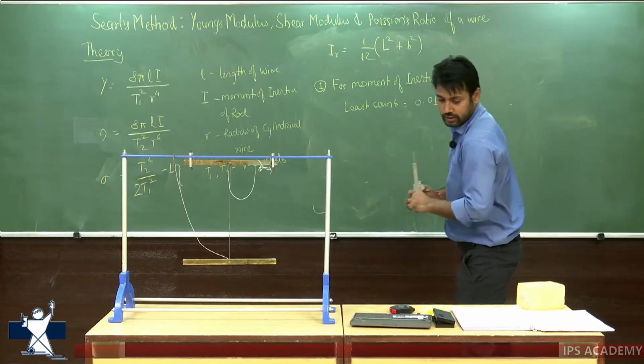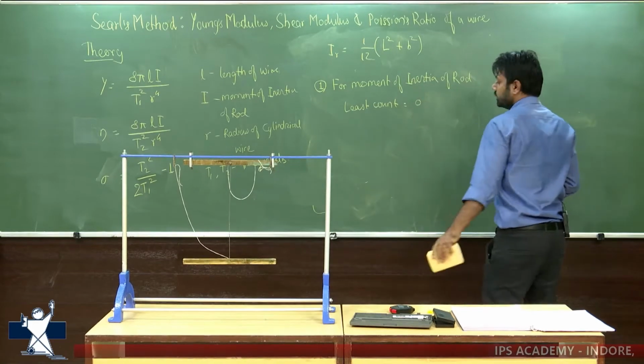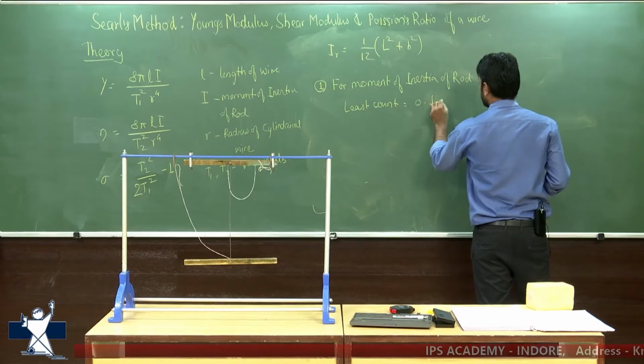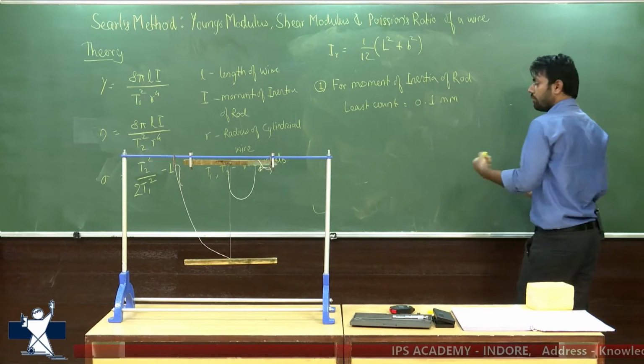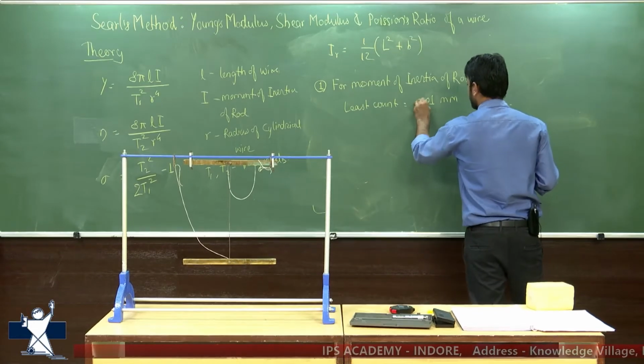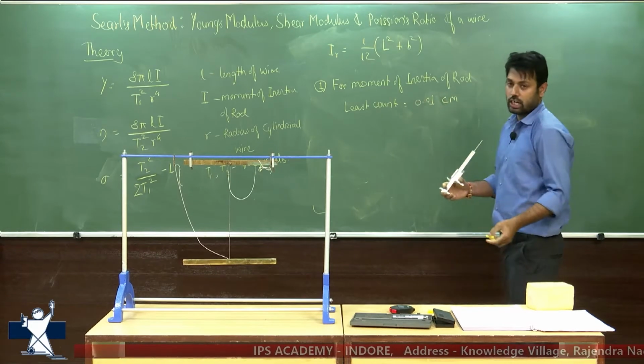Sorry, 1 millimeter is divided into 10, so it will be equal to 0.1 millimeter. Or you need to convert it into centimeter, then you can put one more zero here. So 0.01 centimeter. So this is your least count of Vernier scale.